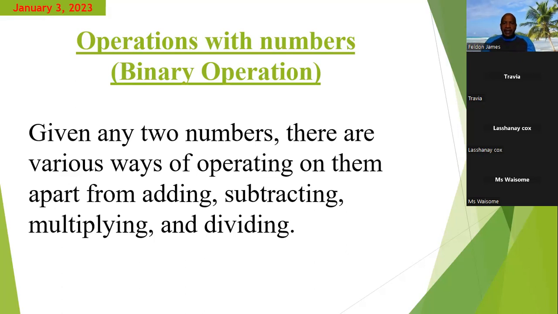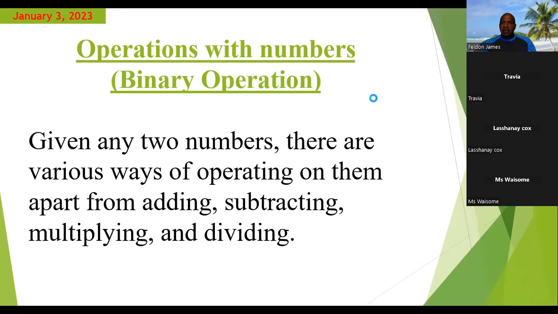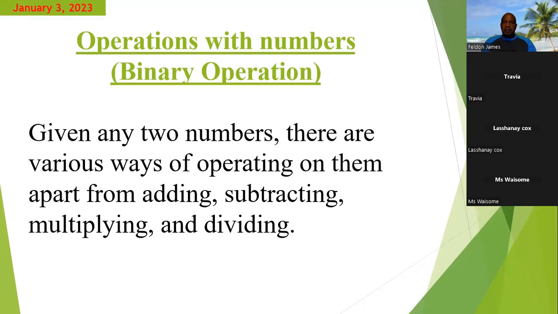So when we talk about binary operation though, binary here is telling you that we are only operating on two things, because the word binary means two, right? When we talk about binary numbers, we are talking about a number system that only has two numbers, which is ones and zeros. So those are binary numbers. Binary operations would be an operation taking place between two values or two symbols or two letters.